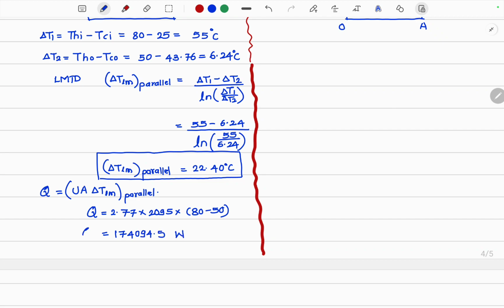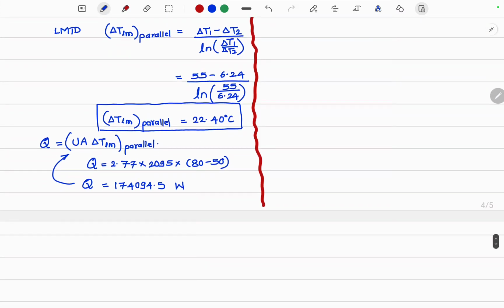These many watts is the heat transfer rate. We can use this quantity in this expression now. So what do we get? It implies that 174094.5 is equal to UA delta T LM.